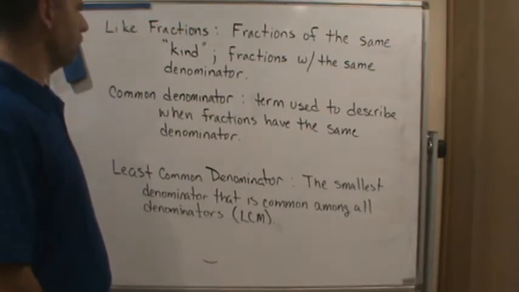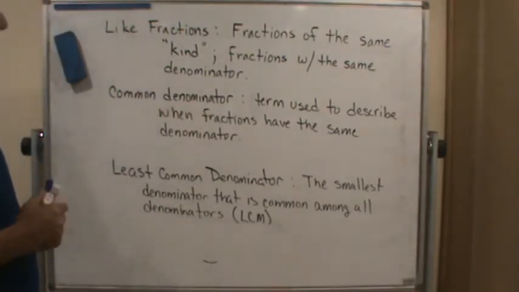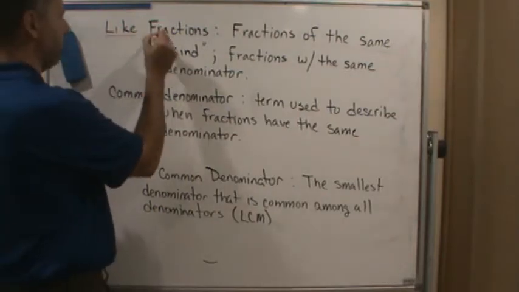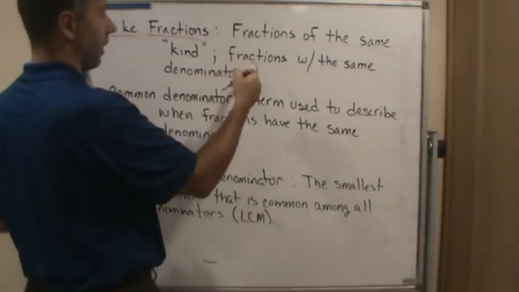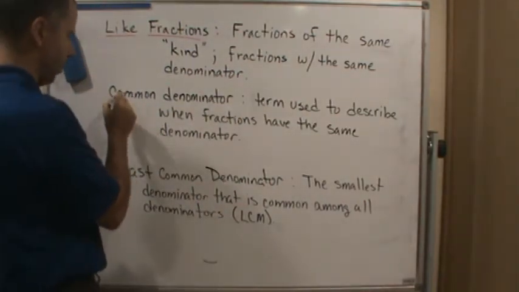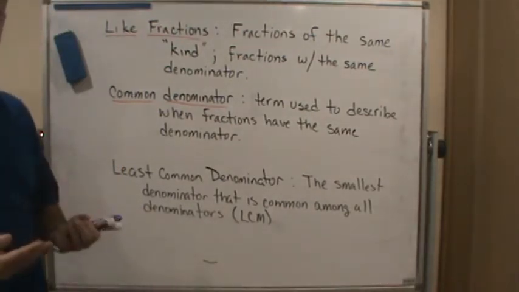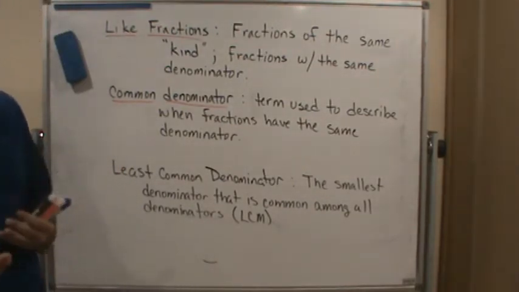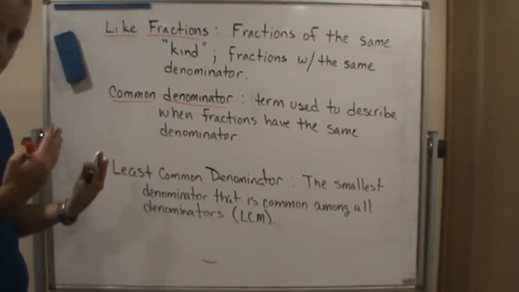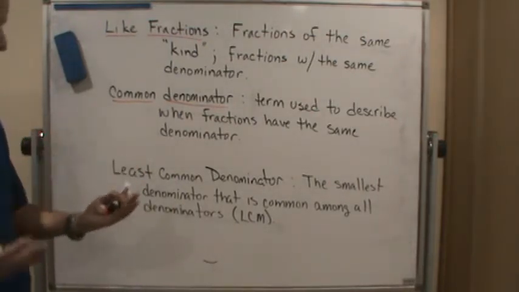What else? Oh, common denominator. So what do we mean by common denominator? It's very similar to like fractions. Like fractions are fractions that have the same denominator. So we say those fractions have a common denominator. Common denominator is just a term that we use to describe that fractions have the same denominator.